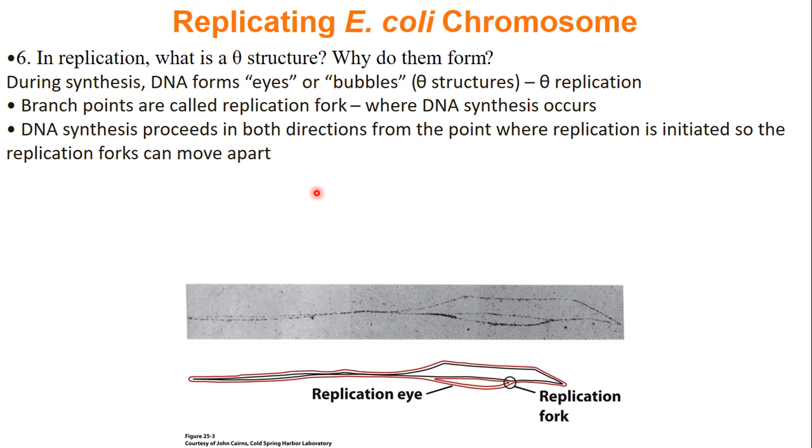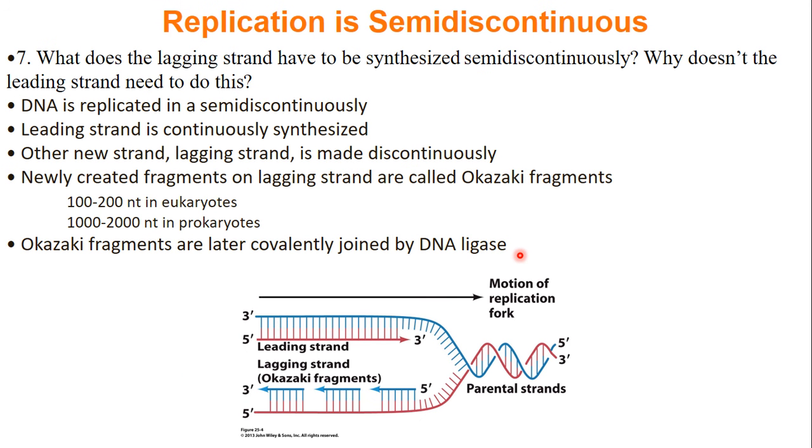In replication, what is a theta structure? A theta structure is the bubble or eye that forms when you're replicating DNA in E. coli. And they form because when you start replicating, you're going to have two different replication forks going in each direction. And you're going to be unwinding this DNA and creating daughter strands. And when you do that, that kind of looks like an eye. So you're replicating DNA in both directions, and you get that theta structure forming from that.